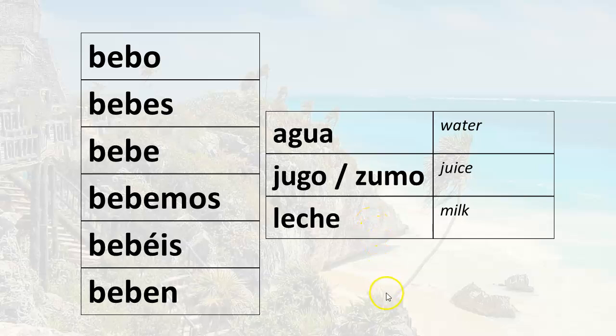If you mean to say they, referring to a group of only females, ellas, so they drink water. Ellas beben agua. They drink juice. Ellas beben jugo. O en España, ellas beben zumo. They drink milk. Ellas beben leche.